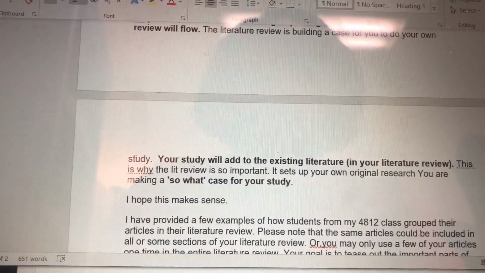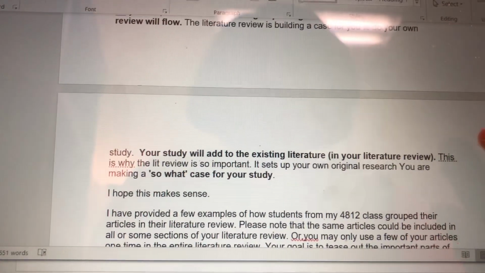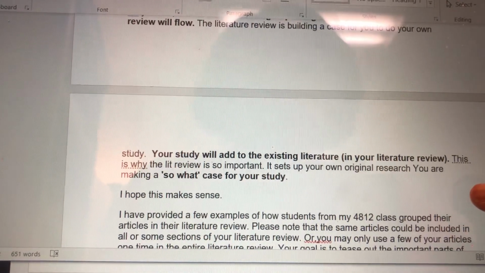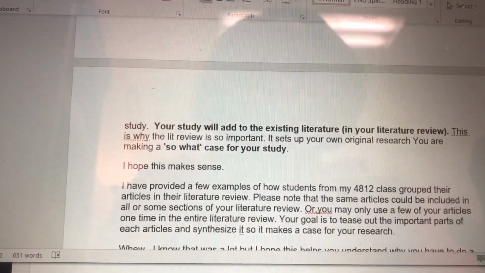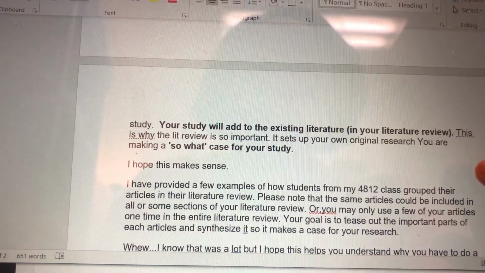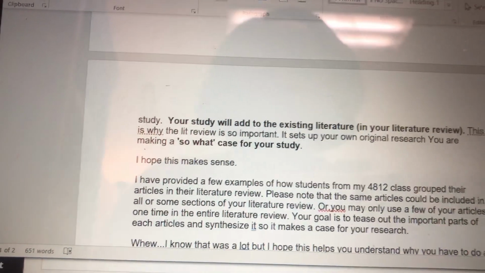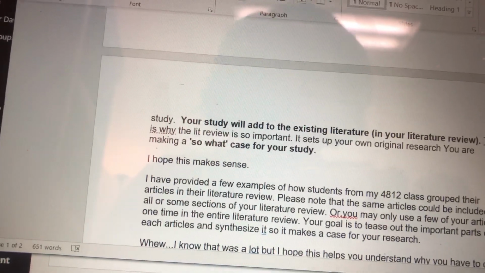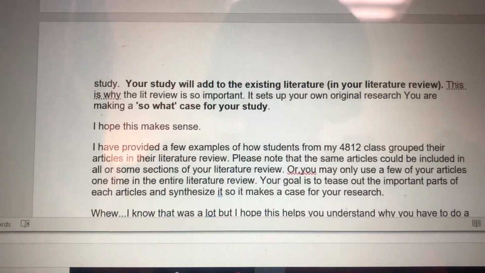The literature review is building a case for you to do your own study. Your study will add to the existing literature in your literature review. This is why the lit review is so important. It sets up your own original research and you are making a so what case for your study.